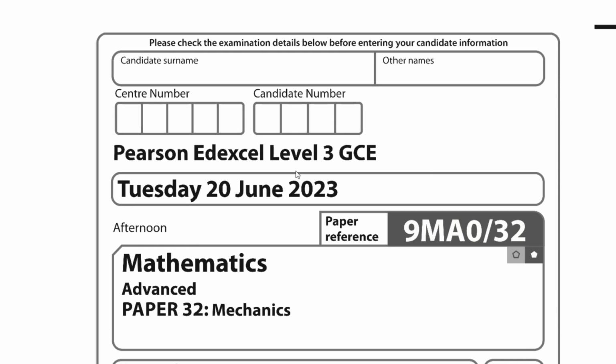This is the Edexcel A-Level Maths Paper 3 from the 2023 series, and in this paper we will be taking a look at the mechanics section.